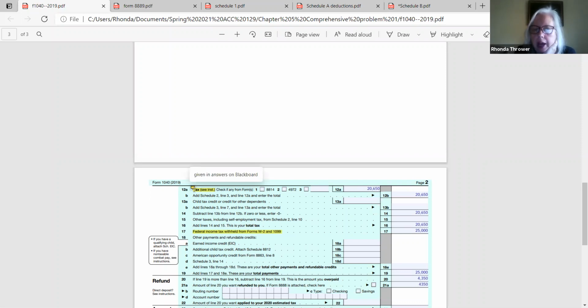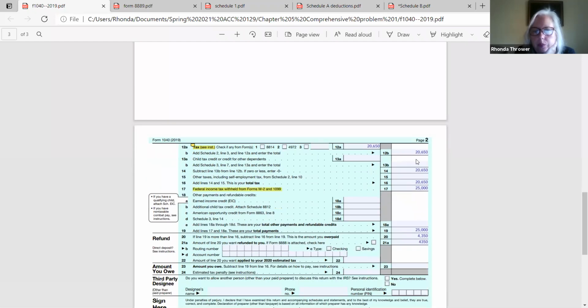And you could look that up on the tax table for this person, or this amount here was actually given in your answers on Blackboard. So go to Blackboard to get the answers for this. It's a given amount in Blackboard, but you probably could look that up on the tax table, or if you had a tax worksheet, it would come from there. And then we're going to move on to line 13. We didn't have a child, so we didn't have any of that to worry with. So we moved to line 14, which is a combination of these two, which is still $20,650. Other taxes, we didn't have any of those. We're going to add lines 14 and 15, and that gives us 20,650 again.